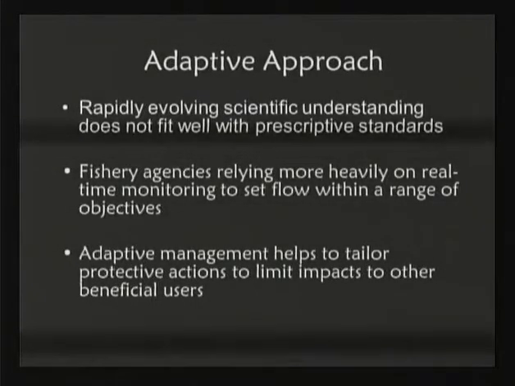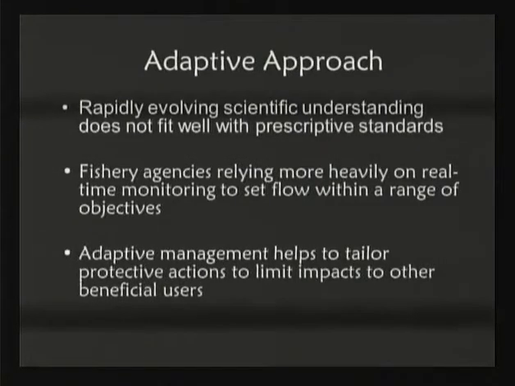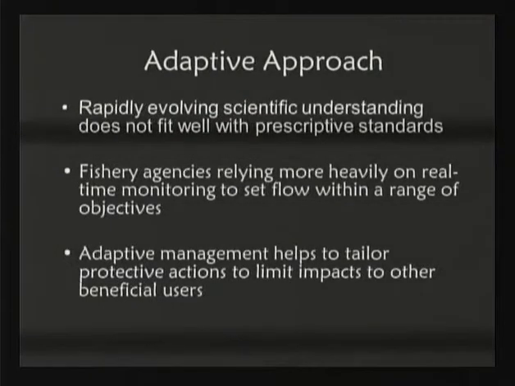So how do we deal with this uncertainty? We've heard a lot about adaptive management approaches today. That seems to be a better fit. What we don't see as a good fit is prescriptive standards. I think they have a hard time keeping up with the rapidly evolving scientific understanding. For instance, a calendar-based or water year type requirement may be too restrictive to allow for the application of the real-time monitoring efforts that have been employed as part of the biological opinion actions. Again, the fishery agencies are relying more heavily on this real-time monitoring to set the flow requirements within a range of objectives.